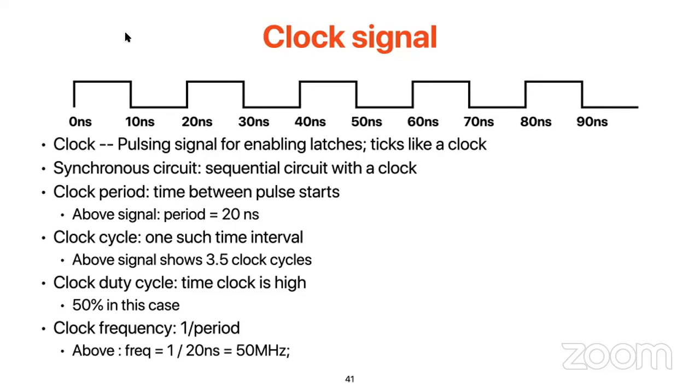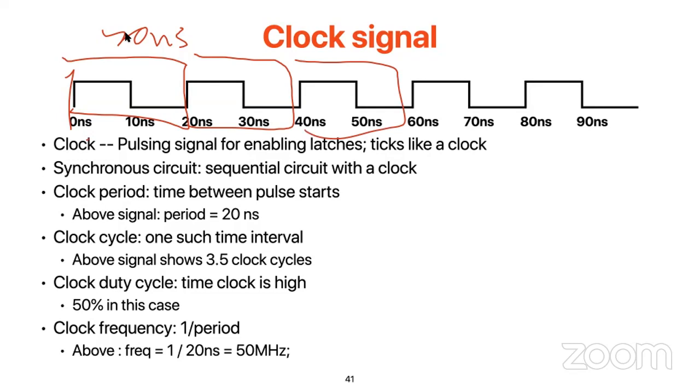So the basic idea of a clock is the pulsing signal for enabling latches, which we talked about, and in synchronous sequential circuits. The clock period is the time between the start of each pulse. For example, this whole clock signal is 20 nanoseconds, and the clock cycles that you see here are 1, 2, 3, 4. So actually we have 4 clock cycles, and a duty cycle.